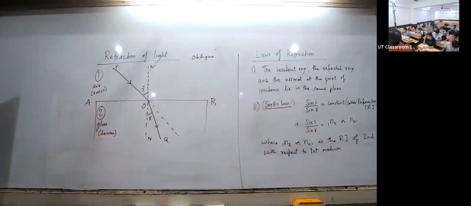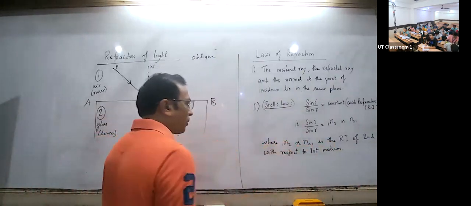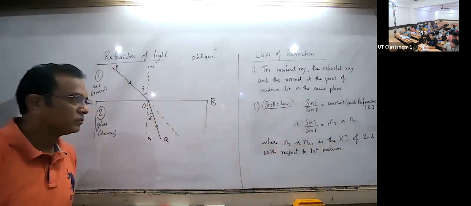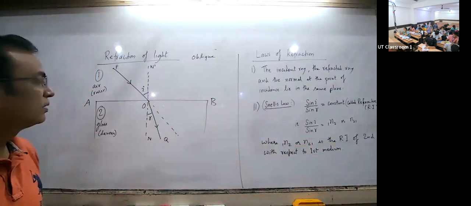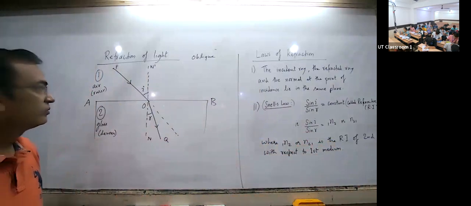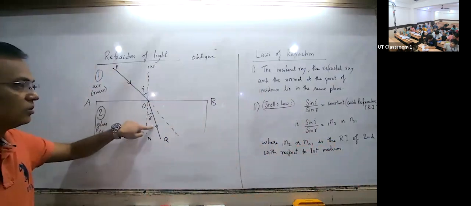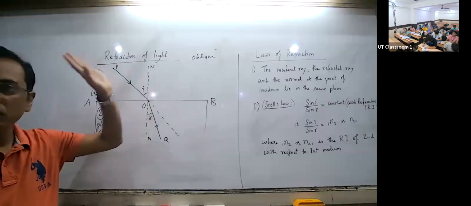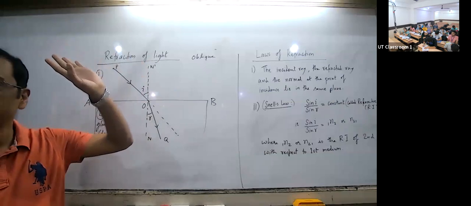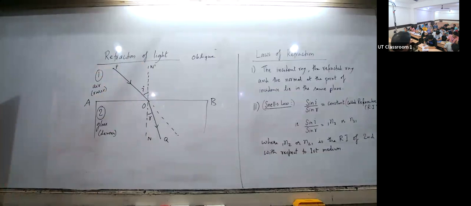Okay. What is it? So whenever you take the ratio of sine of angle of incidence to the sine of angle of refraction, you'll always get the same value for a given pair of medium. What is the pair of medium in this case?